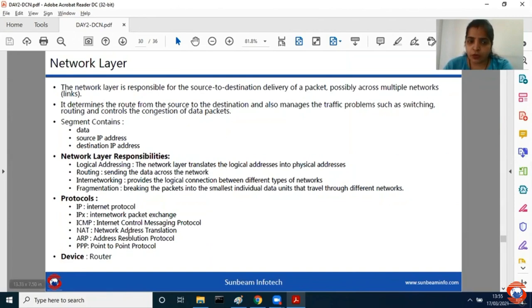Some of the protocols that I have included: I hope you remember ARP, the Address Resolution Protocol, which converts your IP to MAC and MAC to IP. So can I say I am able to link the IP address with the network layer? When the network layer comes up, I'm talking about the router.